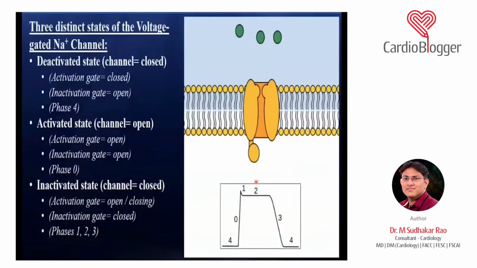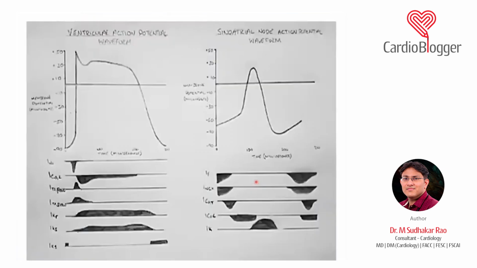Now, as I already told you, there are 3 states of the sodium channels: deactivated, activated, and inactivated. This is what we discussed: the ventricular myocyte, and even the atrial myocyte, the bundle branch and the Purkinje fiber action potential look similar. However, this is in comparison to the SA node.